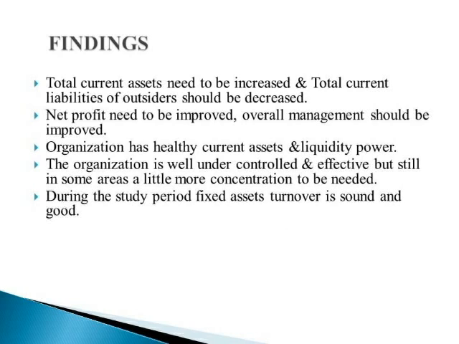Findings. Total current assets need to be increased and total current liabilities of outsiders should be decreased. Net profit needs to be improved. Overall management should be improved. The organization has healthy current assets and liquidity cover. The organization is well under control and effective, but still in some areas a little more concentration is needed. During the study period, fixed assets turnover is sound and good.